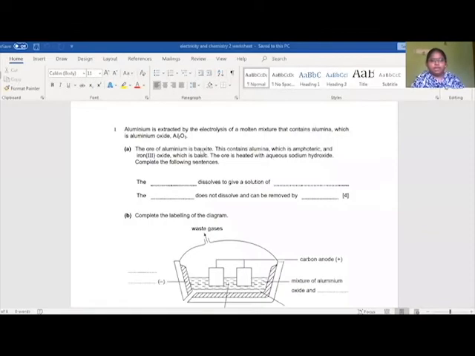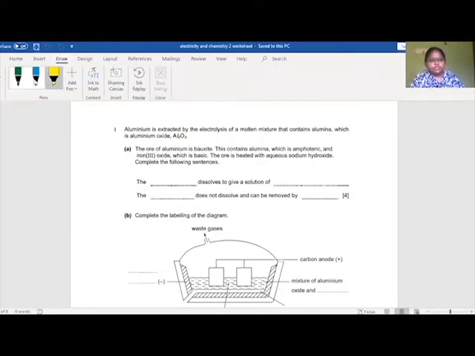Hi, today we are going to see the past paper question of electrolysis of aluminium oxide. The aluminium is extracted by the electrolysis of a molten mixture that contains alumina, which is aluminium oxide. So alumina is nothing but aluminium oxide, Al2O3, right?